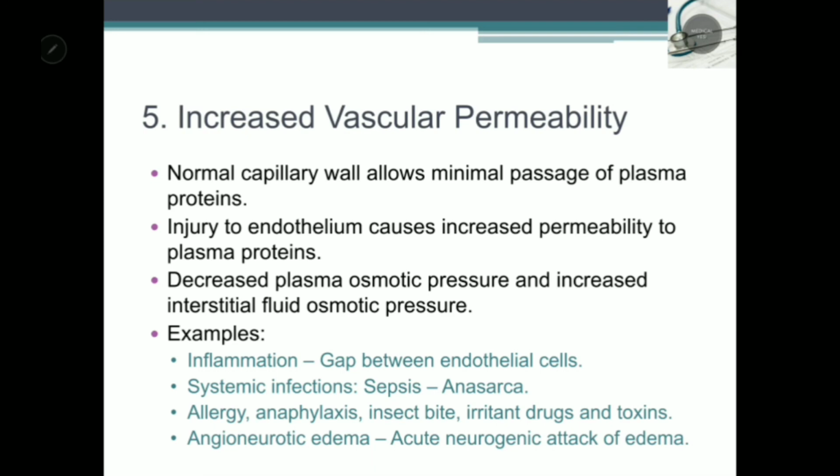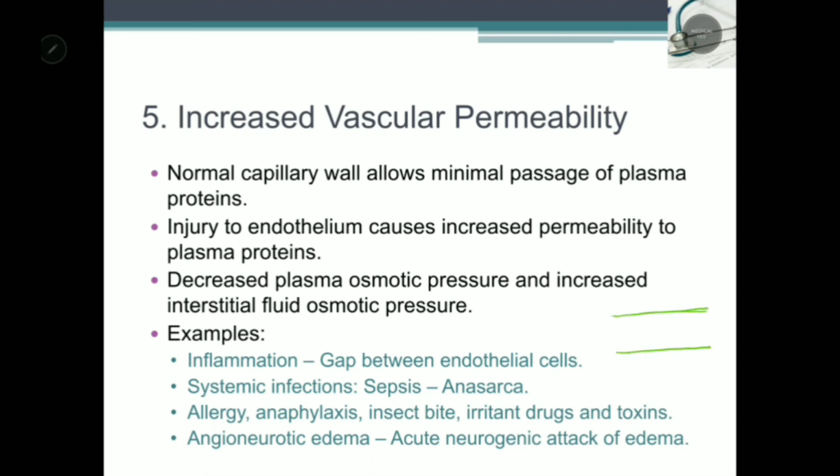Under normal conditions, the capillary wall does not allow many of the plasma proteins to move out or leak out of the vessel. It is only if there is an injury to the endothelium that the capillary will become more permeable to the plasma proteins, and then the plasma proteins will leak out. Now, as the plasma proteins leak out of the vessels, there is not much of those proteins left inside the vessel, which leads to decreased plasma osmotic pressure. And since there is an increase in the number of proteins in the interstitial fluid, it is going to lead to an increase in the interstitial fluid osmotic pressure.